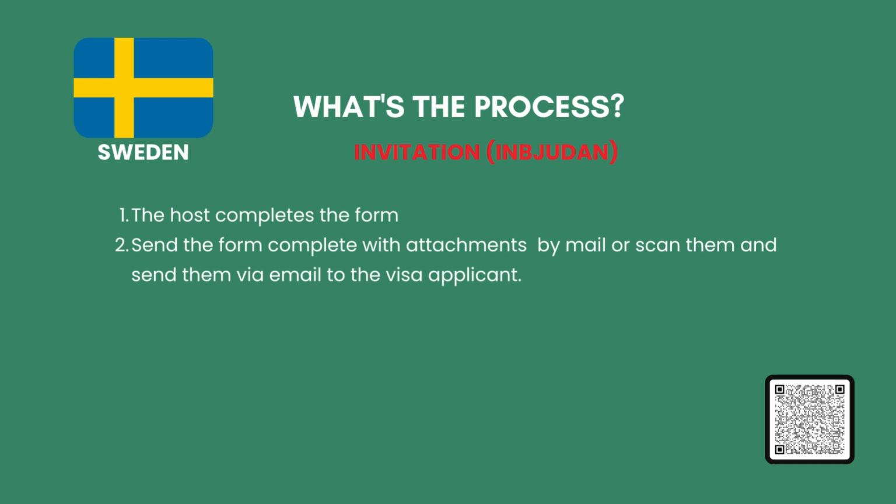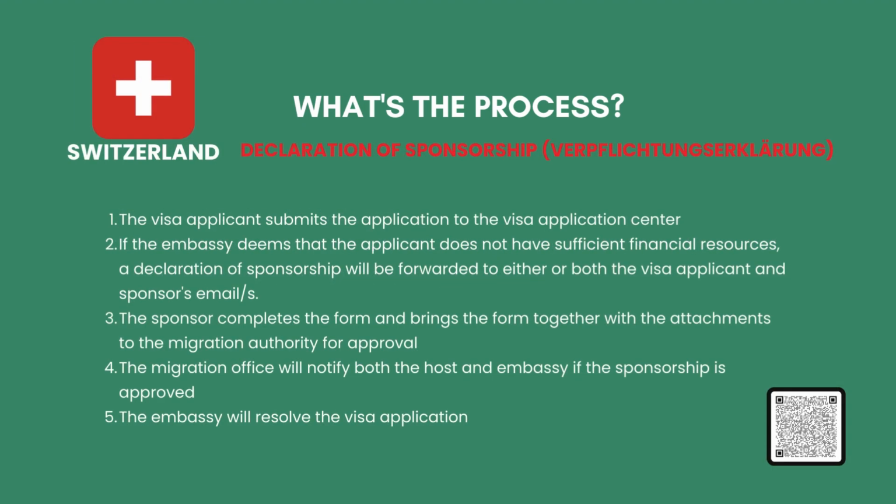Now, for Switzerland, Switzerland has a different process. So it's called the Declaration of Sponsorship or Verpflichtungserklärung. So the first step is for the visa applicant to submit the application. Okay, so unlike the others, the visa applicant has to submit the application first. Now, once the embassy assesses that the applicant does not have sufficient financial resources, and he or she has a sponsor in Switzerland, then a declaration of sponsorship will be forwarded to either or both the visa applicant and the sponsor's email. Previously, in the previous years, they would send it via mail. So that's what I have received before. But in the recent, I think in the past year, they were sending it through email.